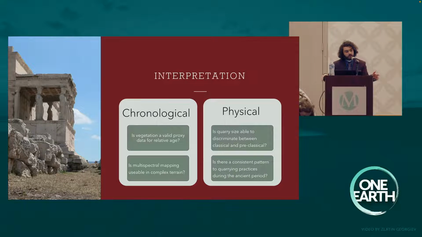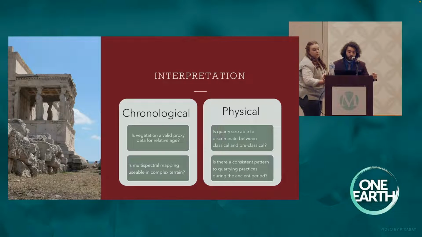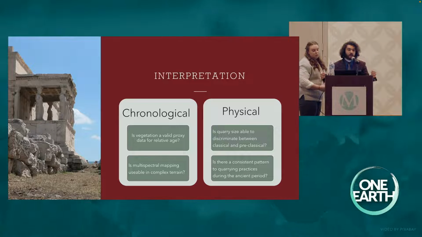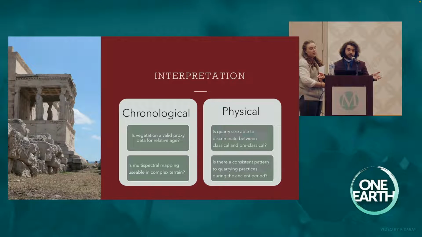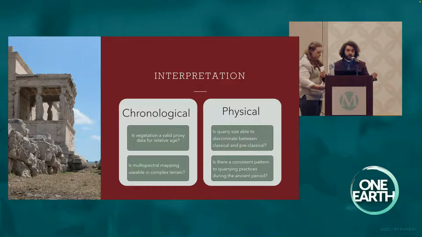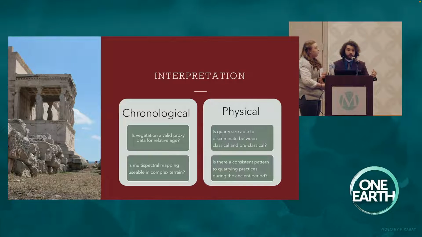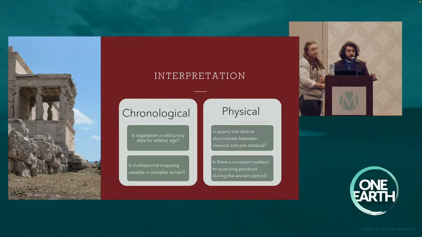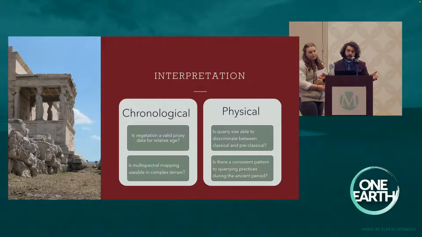In terms of physical interpretation, on top of being able to determine the volume of material removed, we were also interested in analyzing if the quarry size related to period of use, so if older quarries were smaller and later quarries were larger, which we suspect is true, and if there were consistent quarrying patterns where we could see what areas they were prioritizing. Unfortunately, ongoing research will be needed to determine that.